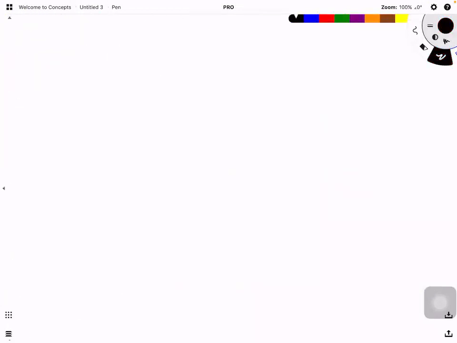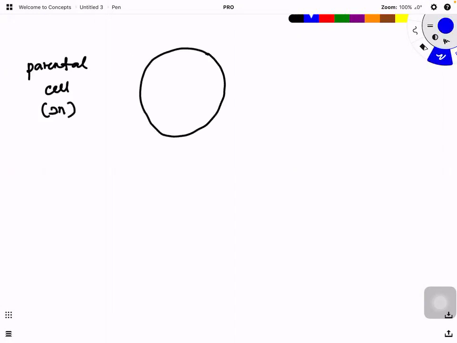So just now we can see that the original parental cells are originally 2n, with 2 blue and 2 red. Can you see that? Blue and red.